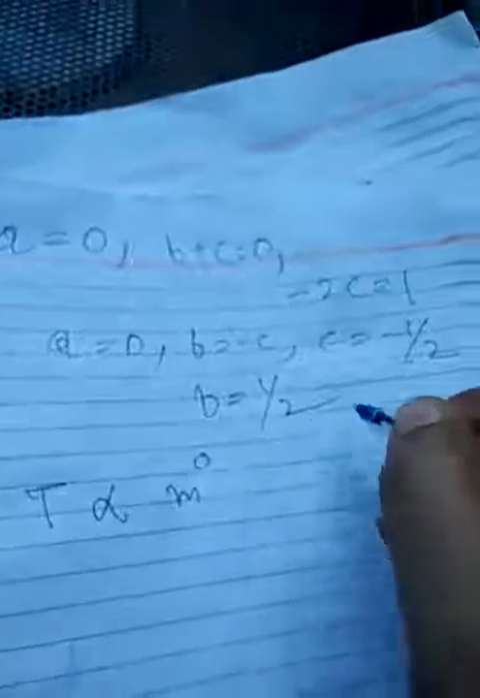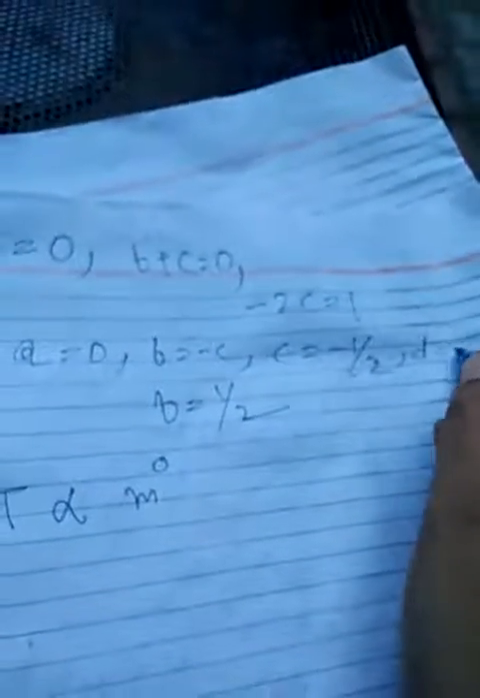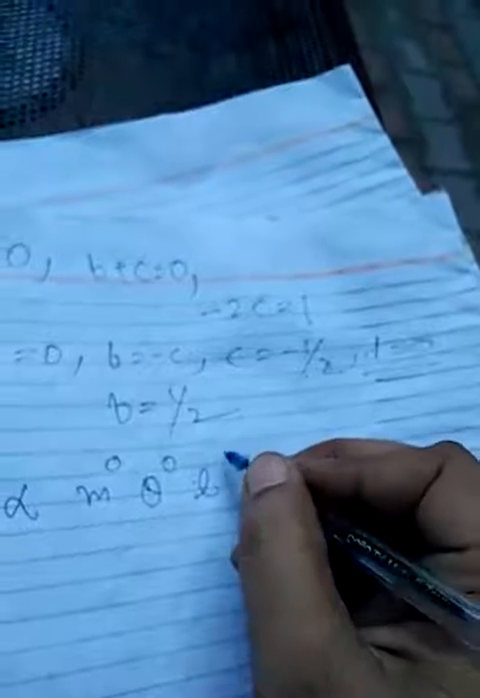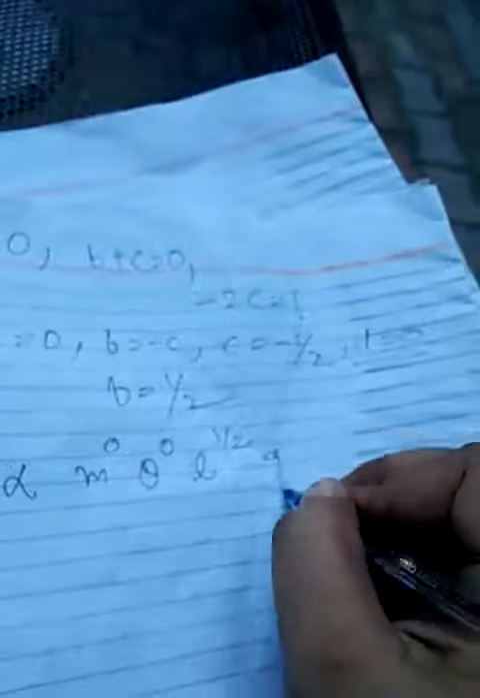So that means the time period depends upon m raised to the power 0, and d also has no value, d is 0, so theta raised to the power 0, and then l raised to the power 1 by 2, and then g raised to the power minus 1 by 2. So it is proportional to the square root of l upon g. So T is proportional to the square root of l by g, or if we include the constant, we can write it as 2 pi under root of l by g. So this is the way we can derive the relationship using dimensional analysis.